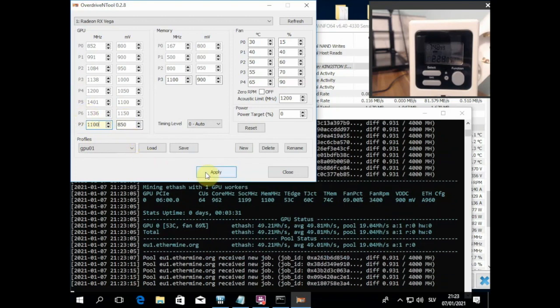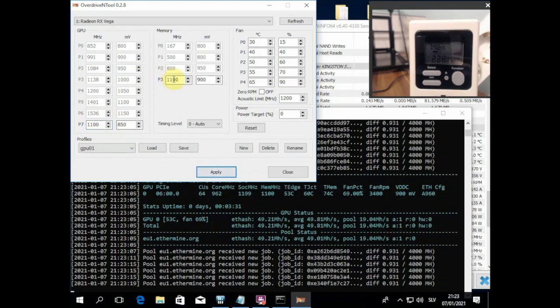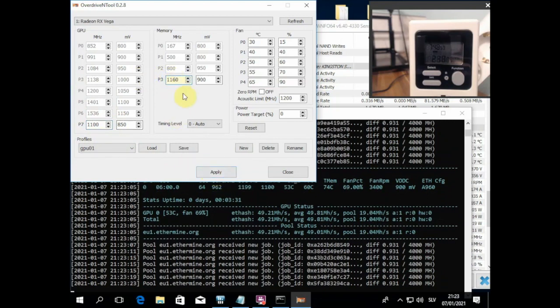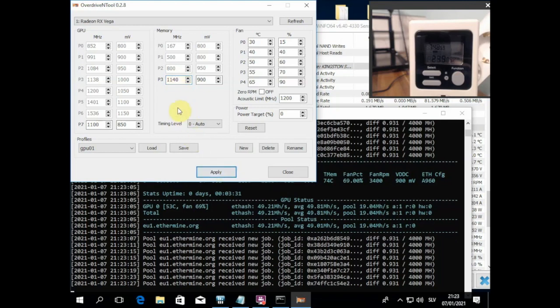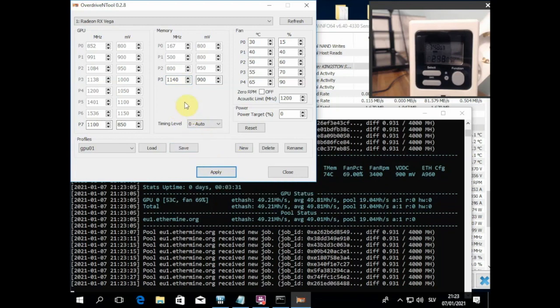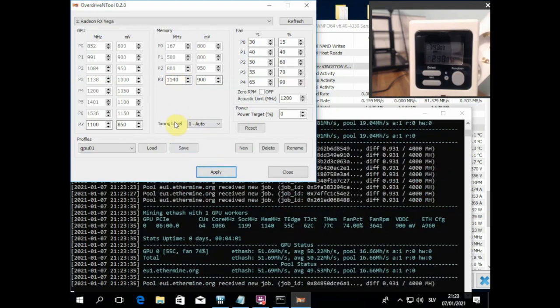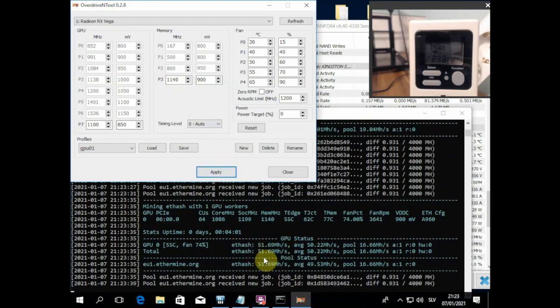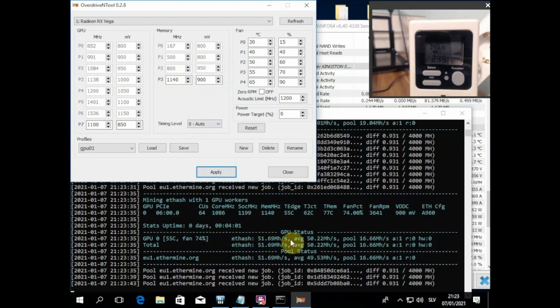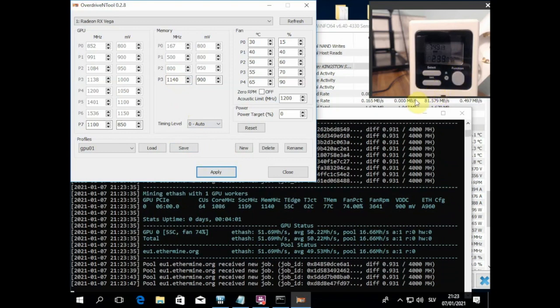So we can go 1100 on core, and I think we can try, let's say, 1140 on memory. I don't want to push it too much. I just want to go gradually. 1140. Okay, hash rate is increasing, but this is not yet it. We need to wait a little more. Also, power consumption is increasing.